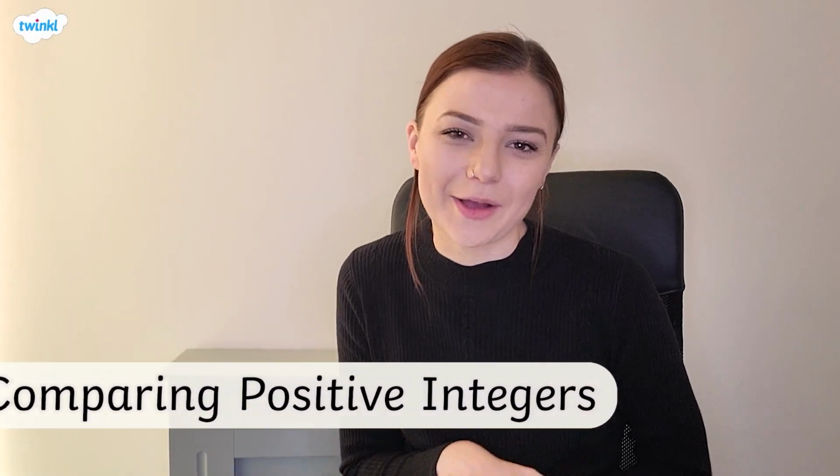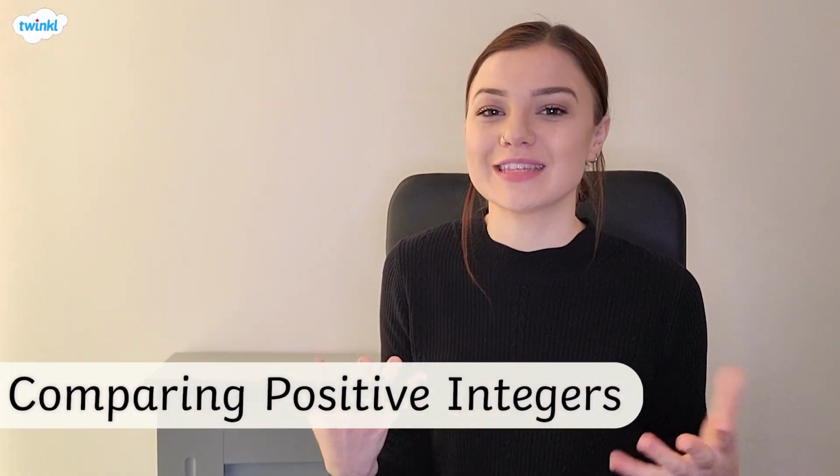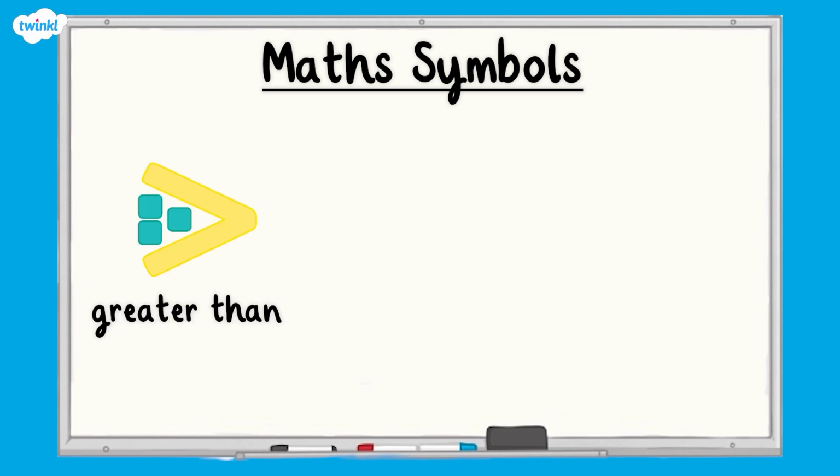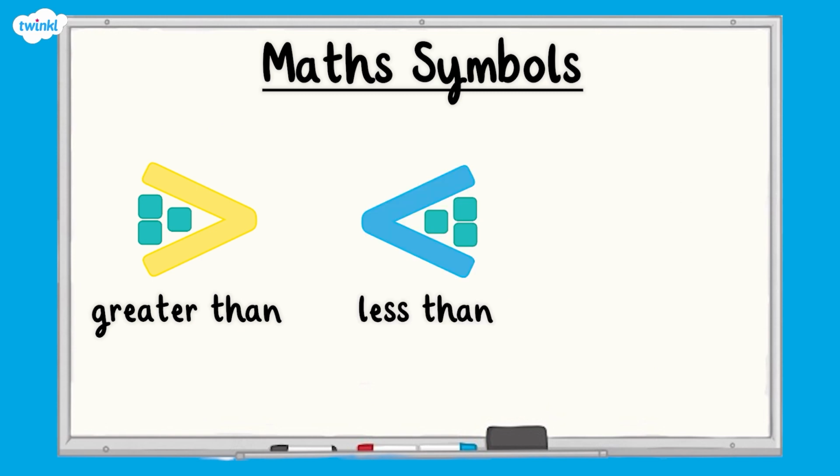This video is here to help you when comparing integers up to 10 million. Remember, an integer is a whole number. Let's remind ourselves of the math symbols we use when comparing. This symbol means greater than, this symbol means less than, and this symbol means the same as or equal to.